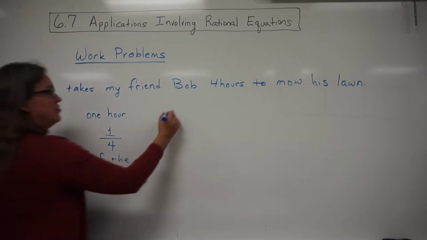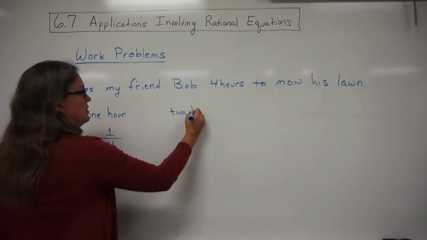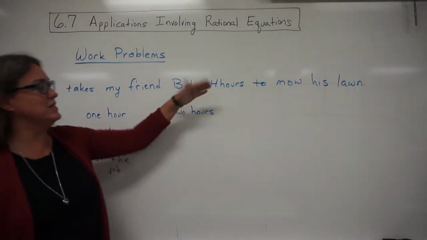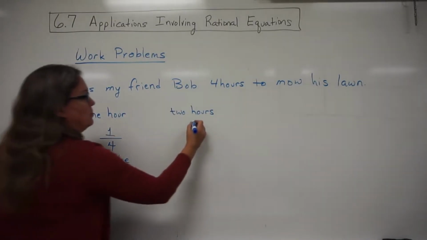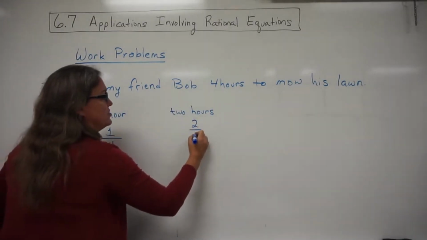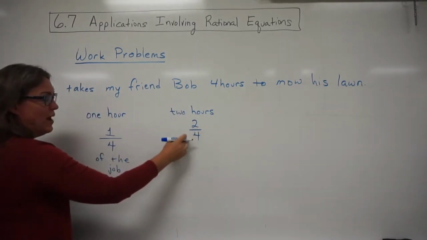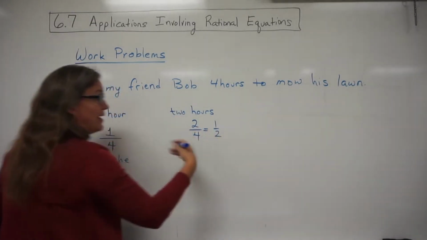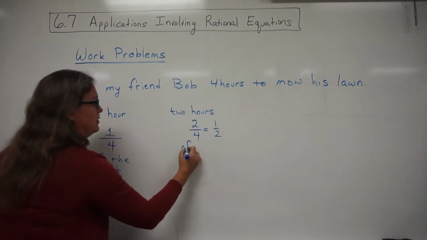Well, what if he's worked for 2 hours? Isn't he halfway done because 2 is half of 4? Probably for our purposes, we want to think of it as he's worked for 2 out of the 4 hours, but we can make a little note that's in fact half of the job.